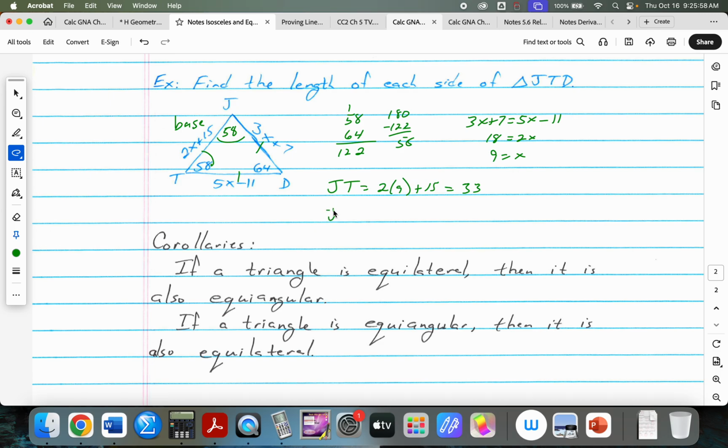And the length of JD should be the same as the length of TD. So that's 3 times 9 plus 7. It's 27 plus 7, which is 34. If we had substituted into the 5x minus 11, we would also find that those two are 34. And again, the sides of the triangle don't add up to anything in particular. Their sum is called the perimeter, but we don't know what the perimeter is automatically.